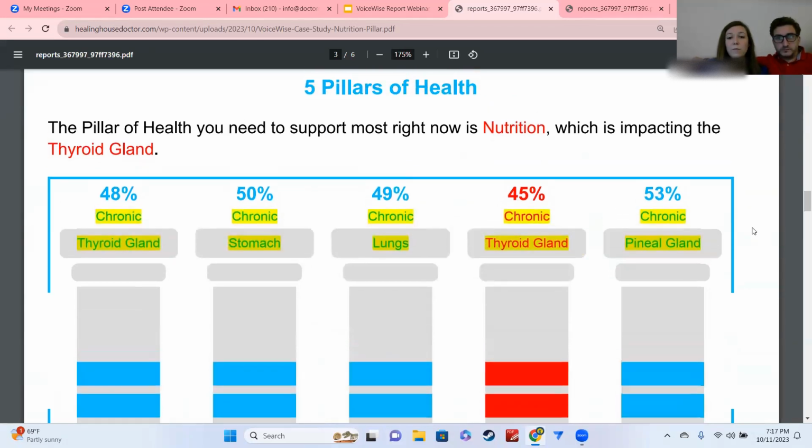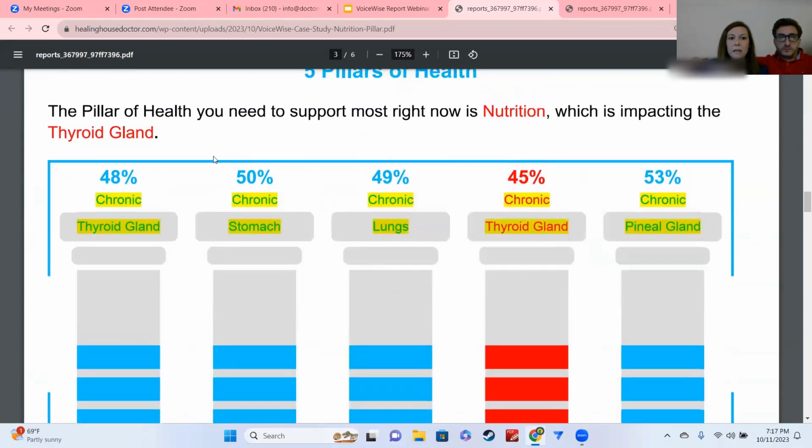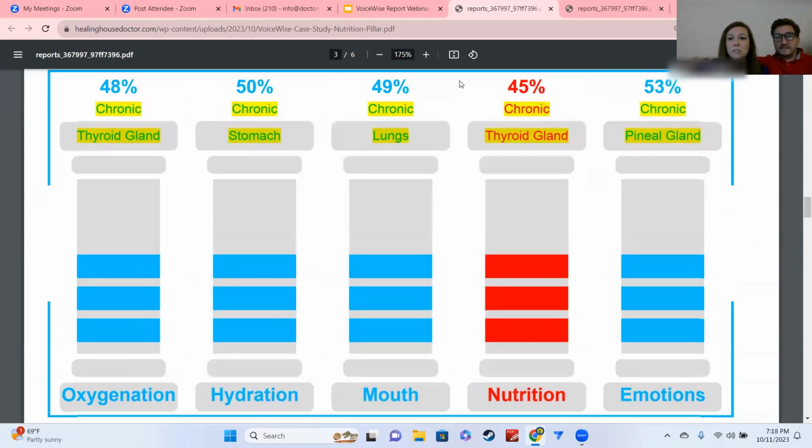So all of you will have 5 pillars of health. And this is on page 3. At the top, it'll say which one you need to support the most and what it's impacting. So when we ran her voice analysis, it's measuring oxygen, hydration, mouth, nutrition, and emotions. Whichever one of yours is red, that's the one that needs the most support. When we look at the percentages, it's grabbing the lowest percentage as the one that's highlighted in red. But really, any of these that are below 50%, we want to support at some point.